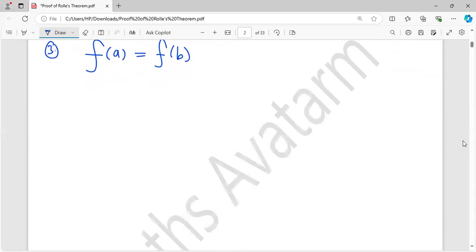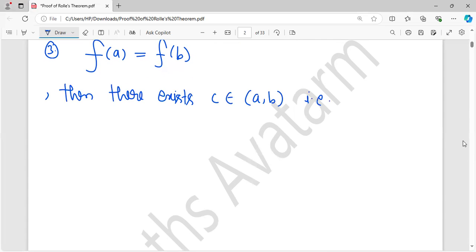Then what will happen? Then there exists c belongs to open interval (a, b). What does it mean? It means c is in this range, such that the derivative of f at c is 0. It means the derivative of f at c vanishes. Okay, so let's see its proof.